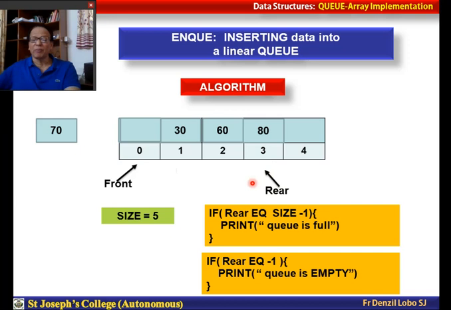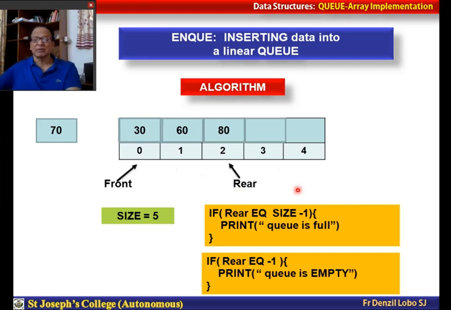So therefore, I suggest that once you have deleted the first number, we copy 30 to 0, then 60 to 1, 80 to 2, and decrement the value of rear to 2. So that is how we are going to do in our way of implementing this queue. And when it comes, later, to the circular queue, there is no problem. It continues to add or remove numbers. So this is how we are going to insert items into a queue.